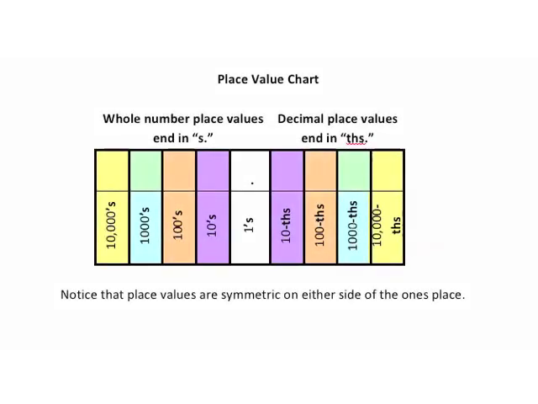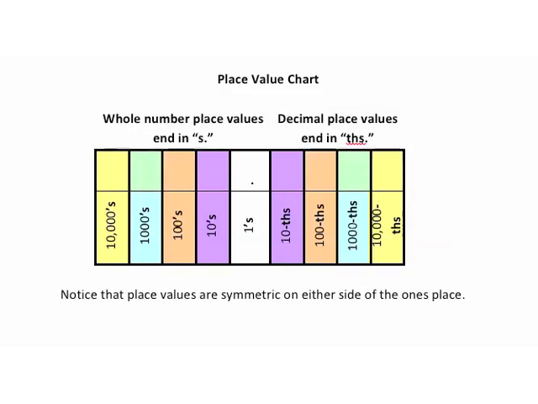Now let's take a look at a place value chart that will help us identify whole numbers and decimals in our place value system. So notice on the left, before the decimal, all of our whole number places end in the letter S. So we have 10,000s, thousands, hundreds, tens, and then finally ones. Decimal place values all end in THS. So again, reading from left to right, we have tenths, hundredths, thousandths, and 10,000ths.